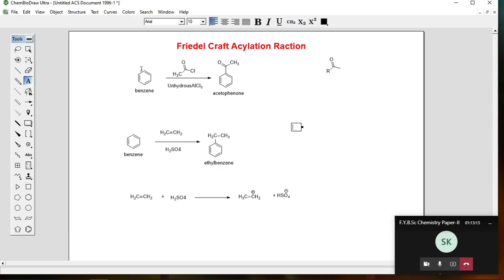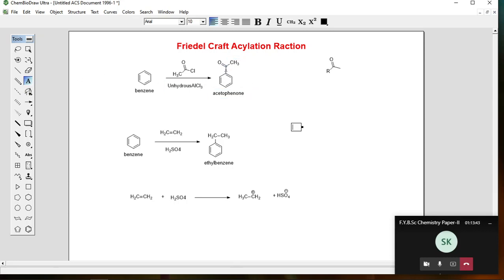So this is your benzene. Benzene reacts with this acid chloride. This is your acid chloride, and the name of this acid chloride is acetyl chloride. It reacts with anhydrous AlCl3, and you will get acetophenone as a product.